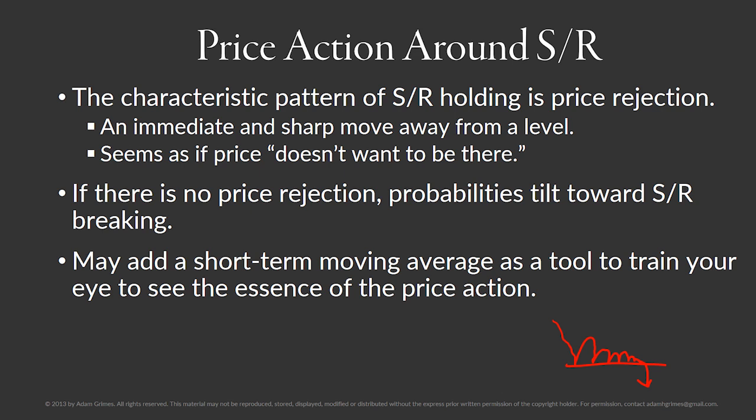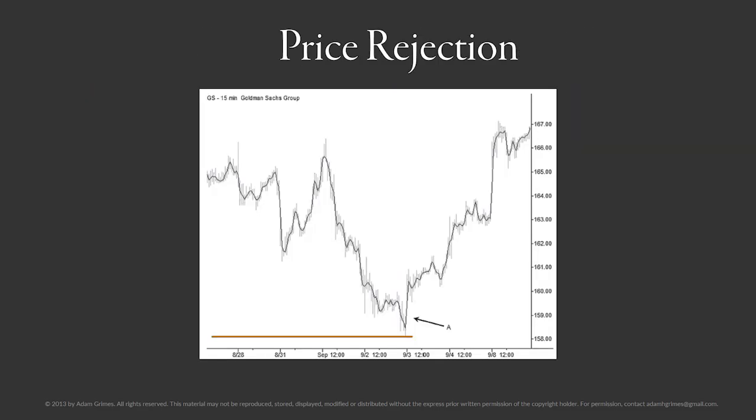So price rejection, I'm saying this 5 times for good reason. Price rejection is the characteristic pattern of support and resistance working. If we do not see price rejection, we start to think that support and resistance is more likely to break. And one of the tricks, particularly for your homework, might be to use a short-term moving average just as a tool to train your eye. What's a short-term moving average? A 2 to 5 period moving average, which is, I don't know exactly what's on this bar, but it looks like it might be a 3 or 5 period, I don't know.